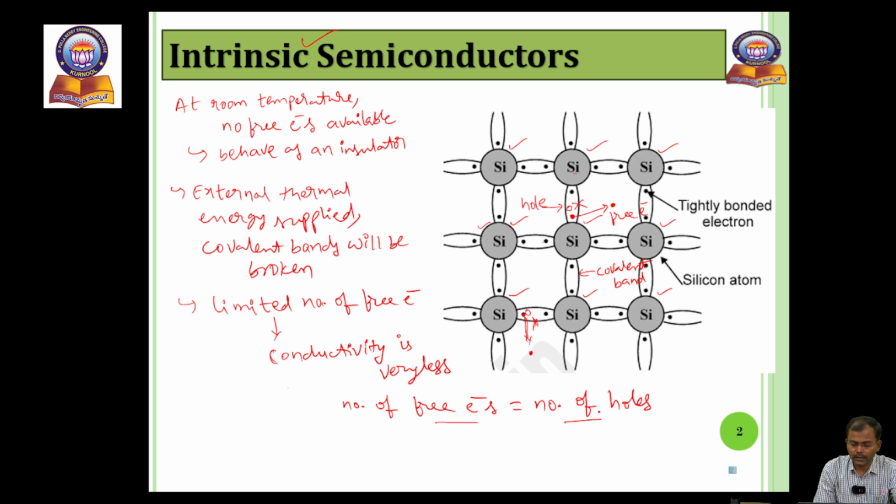The number of free electrons is always equal to the number of holes. So that is n equals p. n represents the free electron concentration. p represents the hole concentration.